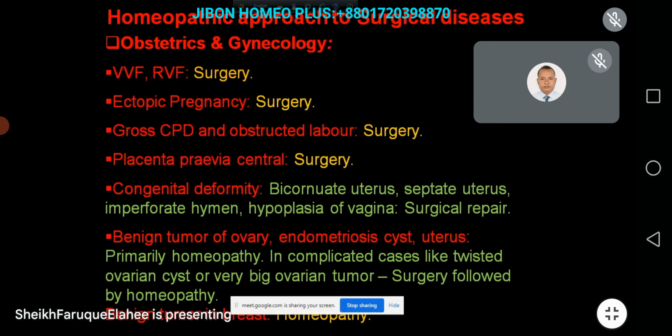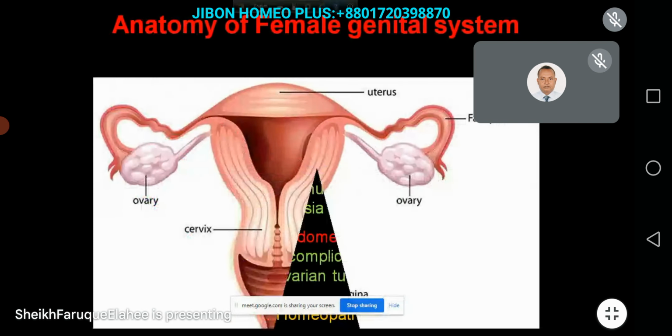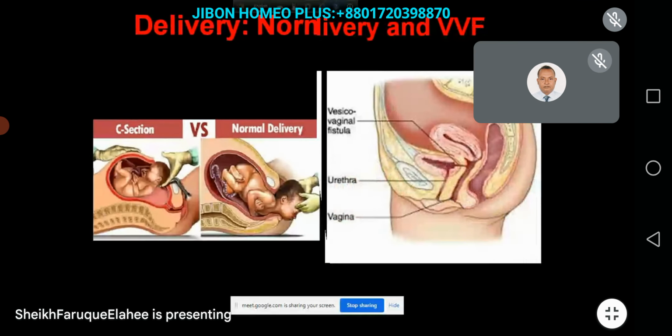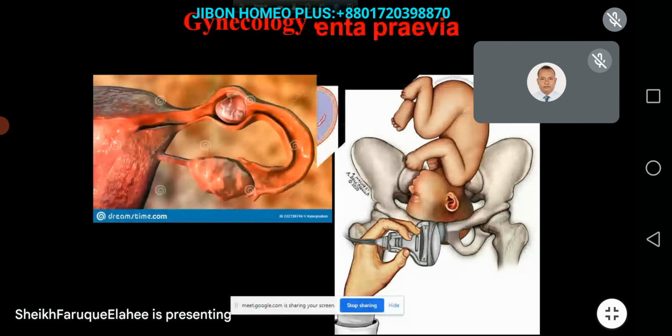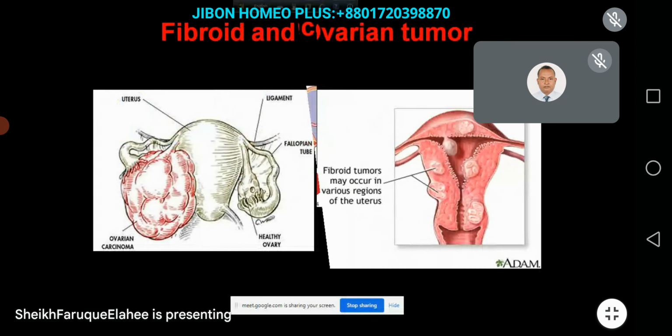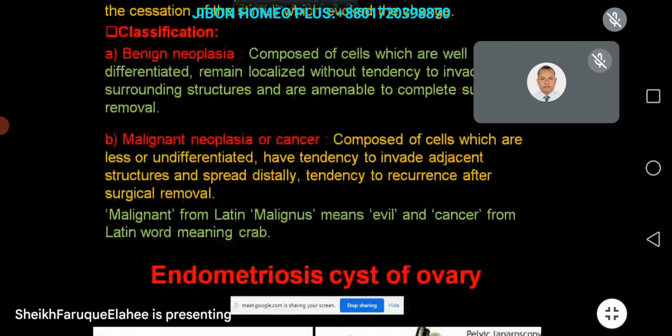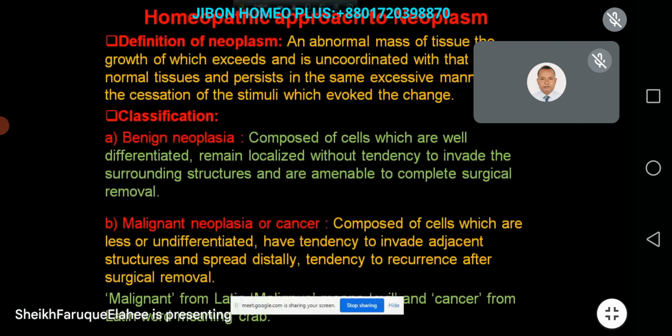Let us come to our last topic today, cancer. But I think we cannot finish this one today. So let us start and we will keep the rest for the next week.